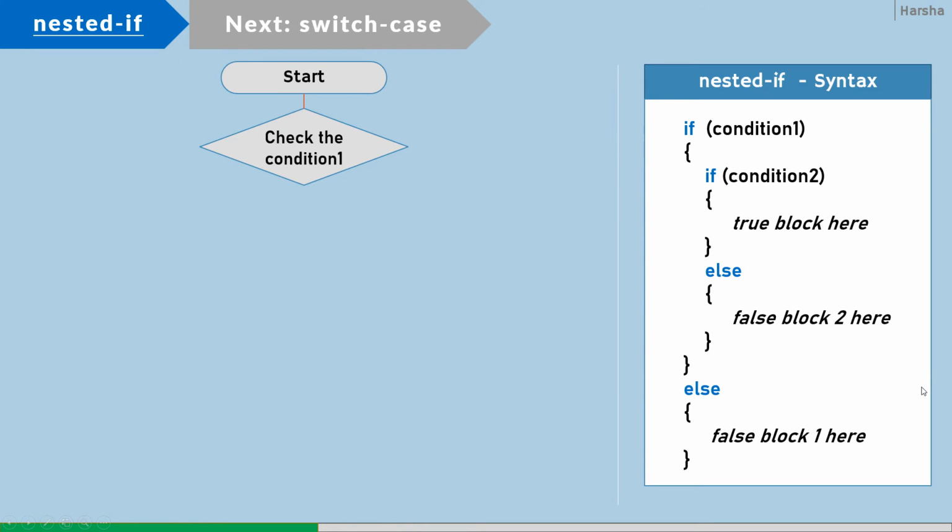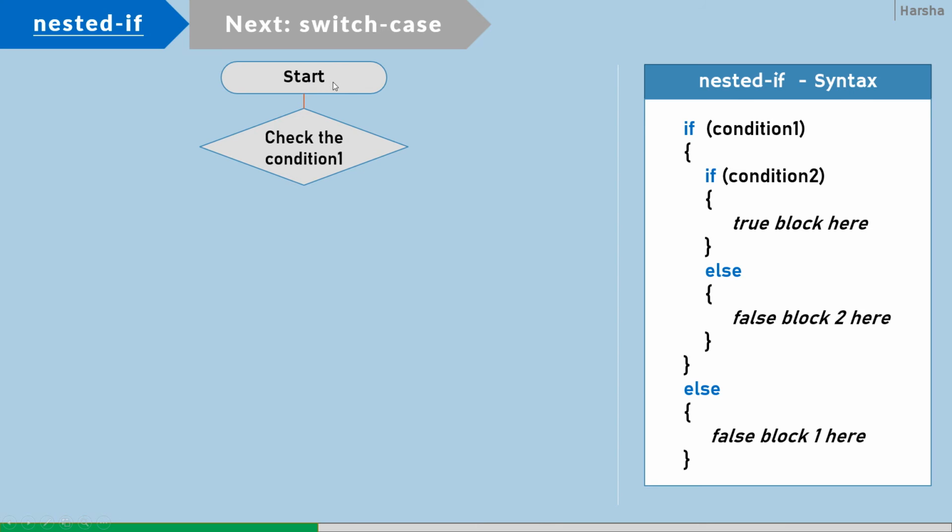Now coming to the nested if. Whenever you write if inside another if, we have to call it as nested if. The if that is present inside another if is called as inner if. The point here is first the outer if condition will be checked and the inner if will be checked only when the outer if condition is true. That means even though condition 2 is true, but condition 1 is false, the true block of condition 2 will not be executed because condition 1 is false, so it will directly jump to the else block of condition 1.